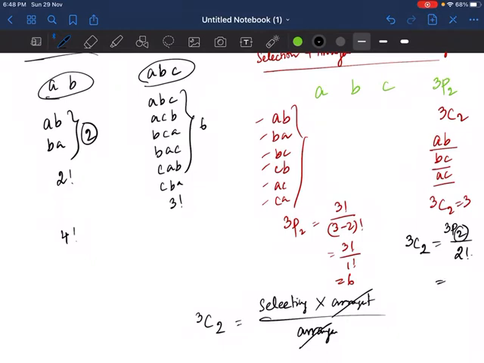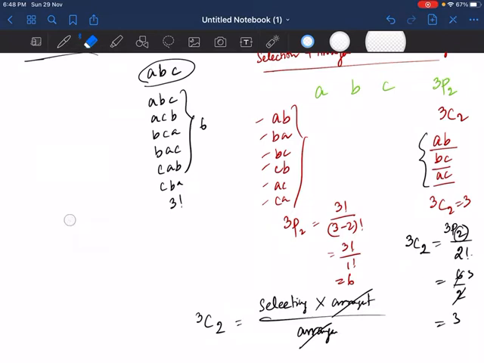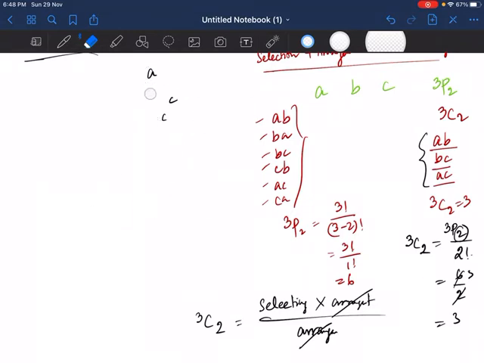And look here. 3P2 is 6 and 2 factorial is 2. So you're getting the answer as 3. That's how we got the combination of 3 objects taken 2 at a time as 3. I hope it's clear. If you are not clear, please roll it back and watch again, and once you see it the second time, it will be very, very clear.